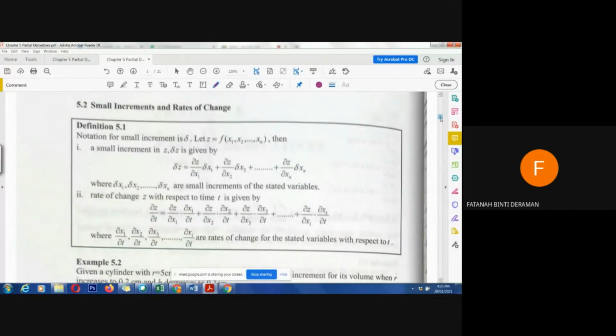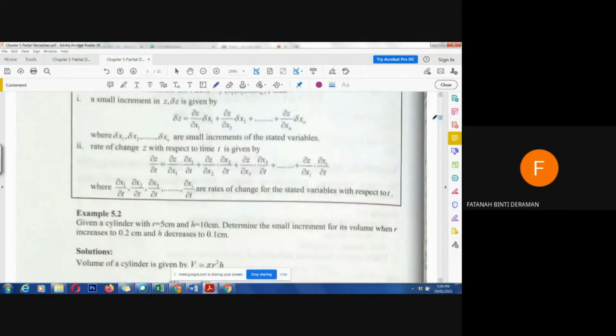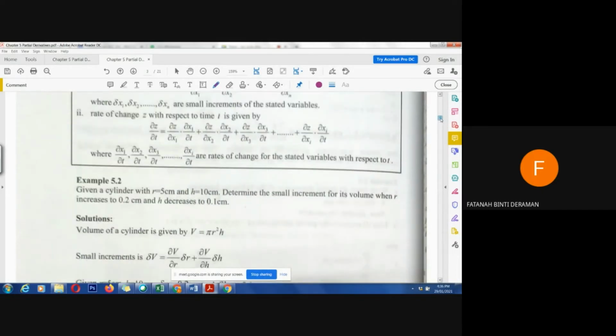Okay, here, the small increment and rate of change. Small increment means the sign will be delta. For partial derivative, we have the curly d. For full derivative, we have d. For this delta change, rate of change, we can also find it in this symbol. This symbol also means a change, a small change in the function. Inside of what we discuss on rates there is a dt, so we involve time.